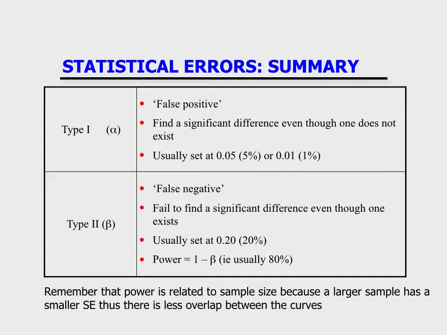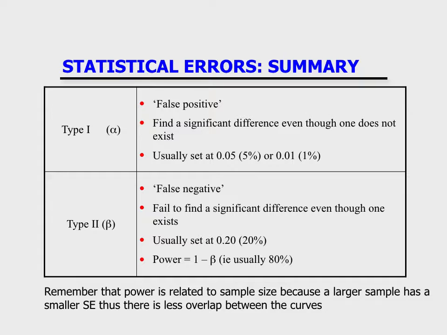A type 1 error is known as a false positive. It's when we find a significant difference even though one does not exist. We usually set our alpha level at 0.05, basically saying 5% of our differences are due to chance. However, a type 2 error related to our beta is a false negative. So we think it's negative, but it's actually false. So there is a significant difference here, but we can't find one because our subject pool is so small.